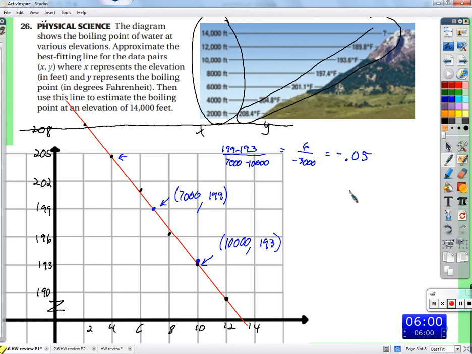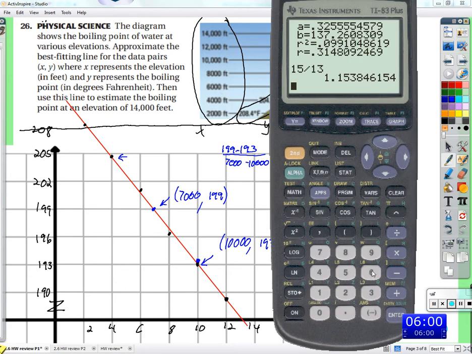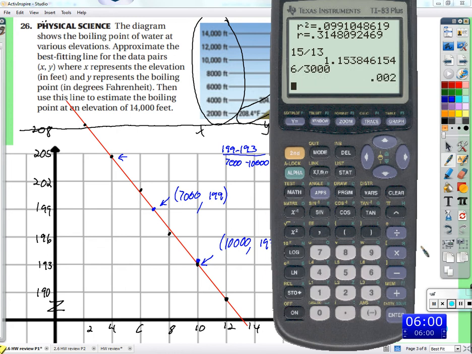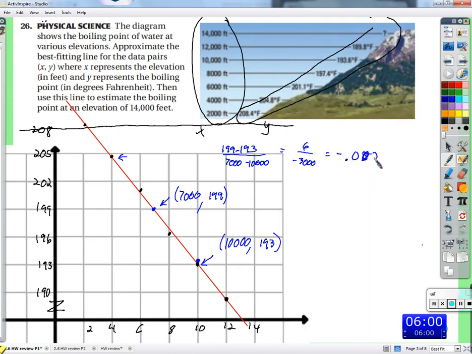Okay, 6 divided by 3,000. What is it? Room full of people who own calculators. I'll do it. 6 divided by 3,000. Negative 0.002. You got something like negative 0.2e. Well, I'm sure you did it correctly, but the calculator's probably on some weird setting. It's on scientific. It jumps to scientific notation after 3 decimal places.